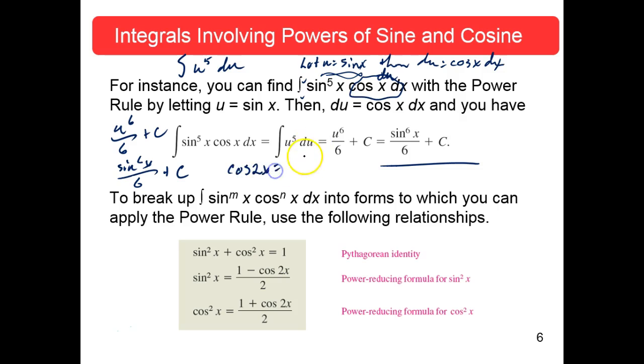Cosine 2x is equal to... now if you don't remember that one, maybe you remember this, cosine of x plus y. Let's start with this. See if this rings a bell. Cosine x cosine y, minus sine x sine y. Okay, that's the sum angle formula for cosine.